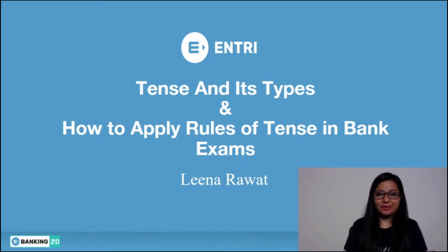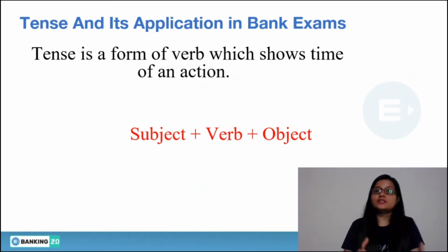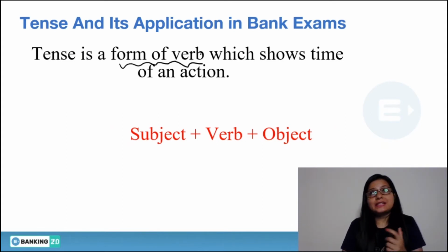So let's get started, and the first thing you have on your screen is the definition of tense. If I ask you, what do you understand by tense, what will you say? Do not say that tense is equal to time. No, tense is time, but it has some more elements. Tense is a form of verb. We have forms of verbs: first form, second form, third form, fourth form, and then we have fifth form of the verb as well.